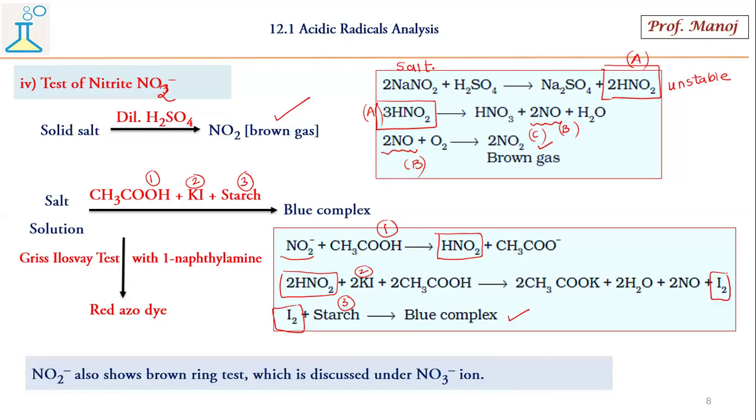NO2 minus also shows a test known as the brown ring test, which is discussed later on under NO3 minus. On this slide, any doubt, please ask me before I go to the next one.